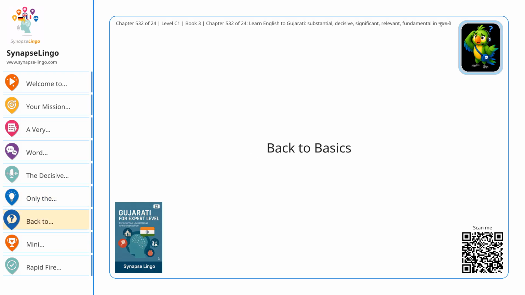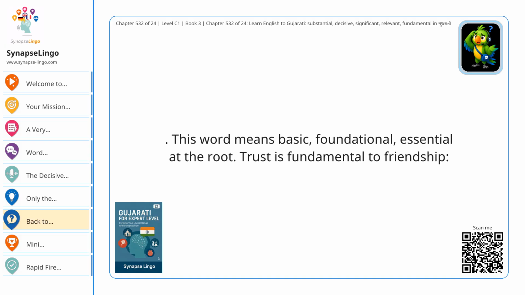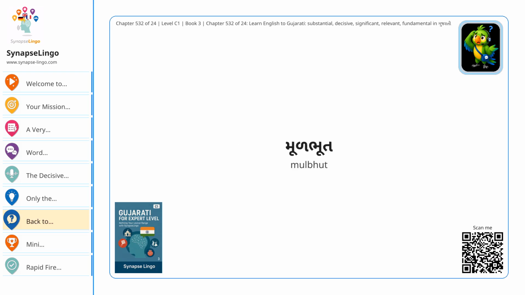Back to basics. Here comes a strong foundation word. It is the floor under the floor under the floor. Fundamental in Gujarati is Moolbhoot. This word means basic, foundational, essential at the root. Trust is fundamental to friendship. Moolbhoot. Reading is a fundamental skill. Moolbhoot. Water is fundamental for life. मूलभूत.